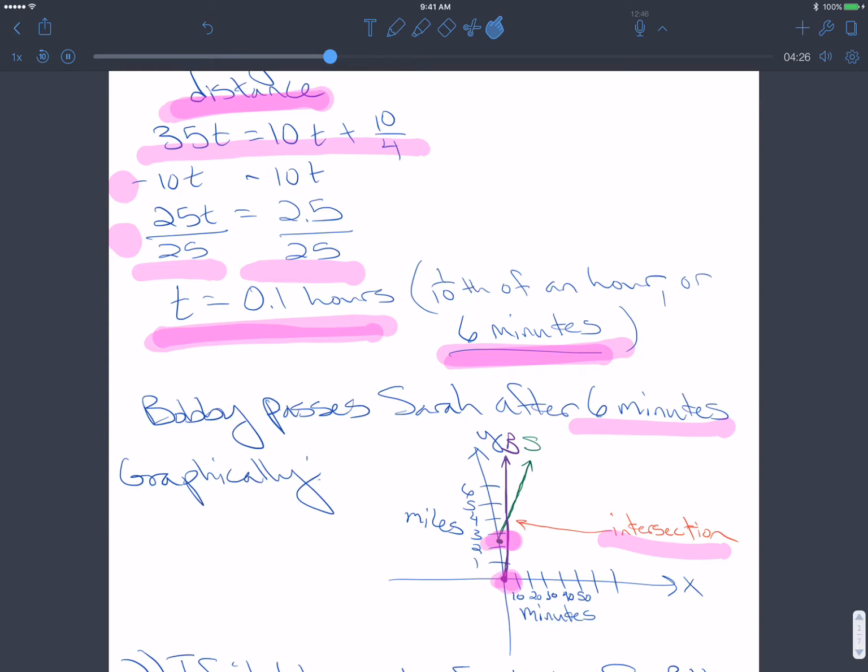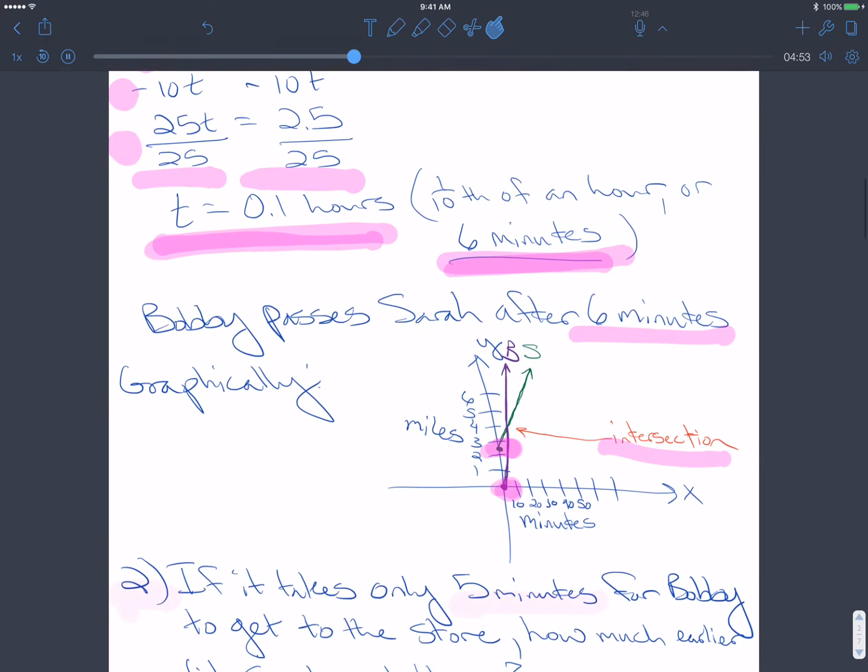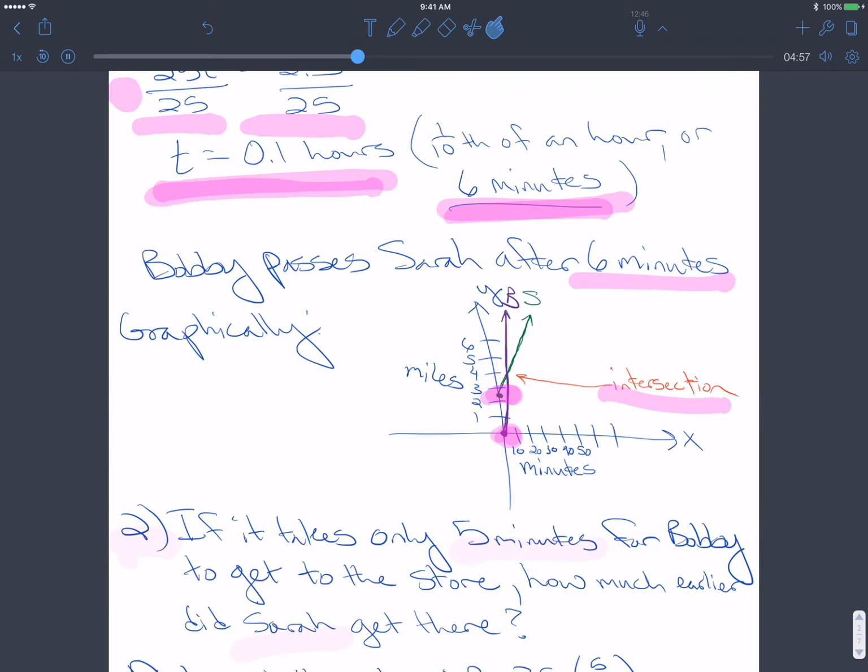We didn't actually calculate the distance, but we can. All we would need to do to determine that is substitute the 6 minutes into either equation, and that would allow us to then solve for the distance. So specifically for Bobby, for example, you would just substitute 6 minutes over the 60 minutes per hour into his equation, which was 35 times t, to get you the distance. We can use that now to answer question 2.